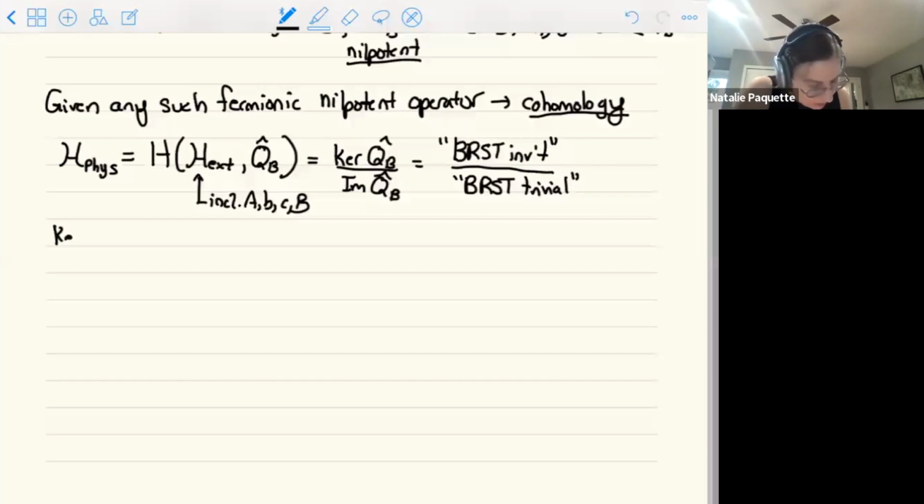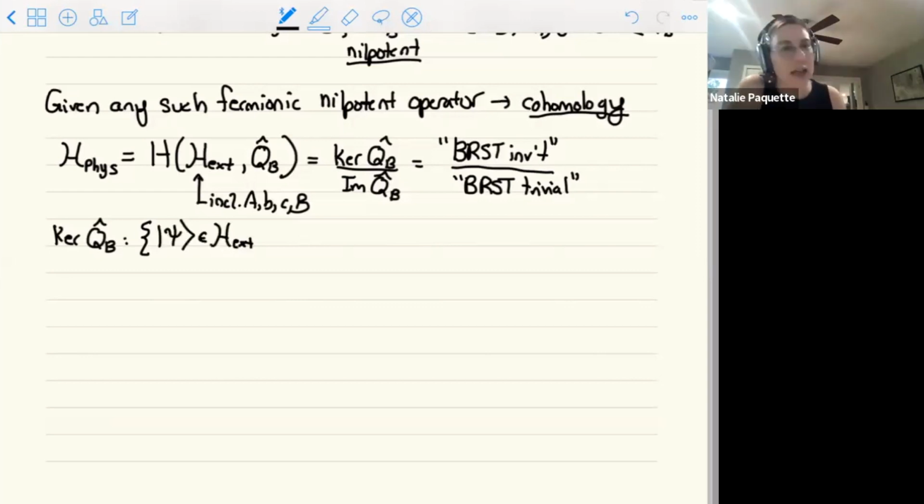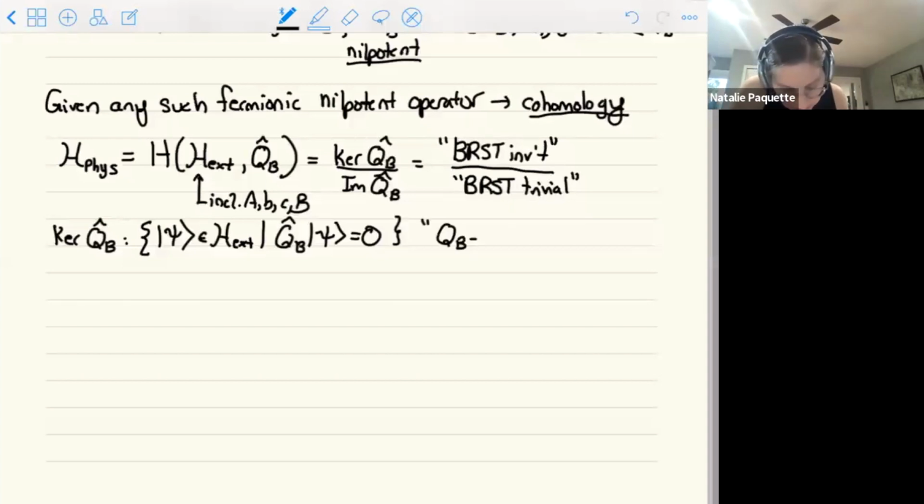So the kernel of the BRST charge, I'm putting a hat on it just to emphasize that it can act as an operator on the local observables in my theory. If I have some state psi that's in my extended Hilbert space, again, including the gauge fields and the ghosts and everything else, well, being in the kernel just means that it's annihilated by QB hat. And we say that such things are BRST closed. That's just the terminology.